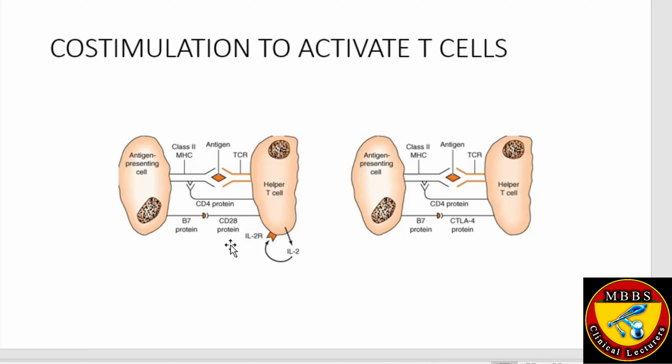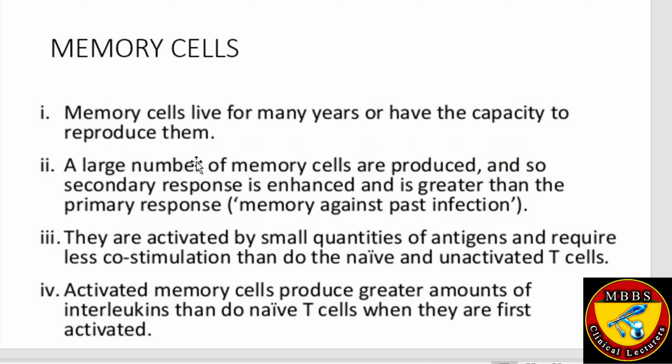This co-stimulatory signal is important because interleukin 2 is made by the helper T cell, and this interleukin 2 makes the helper and the cytotoxic T cells capable of performing their regulatory, effector and memory functions. That's why the co-stimulation to activate the T cells is very important. So what are memory cells?